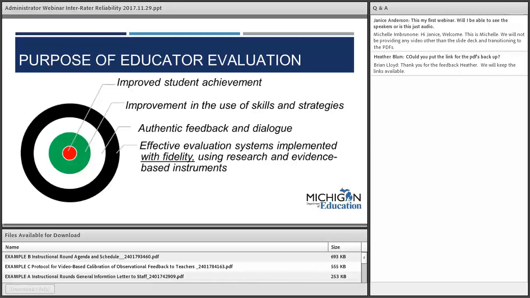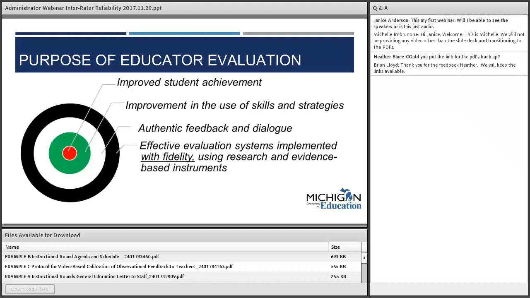Honing in on the purpose of educator evaluation, we know that all of our efforts are really about improving student learning and helping students learn as much as possible. We understand that the teacher's use of effective strategies plays a critical role in learning. Marzano states that as much as 31% of student learning comes from the elements of effective teaching strategies.